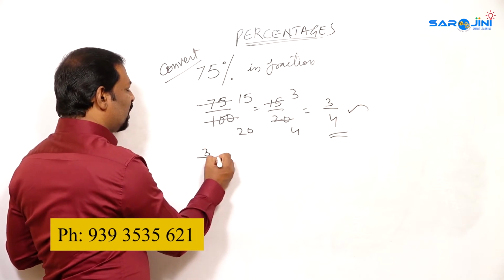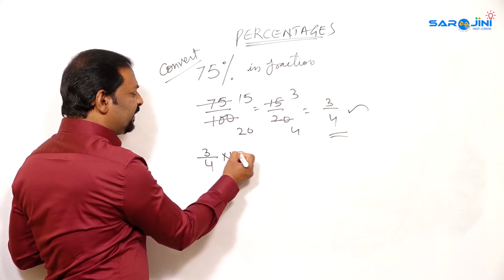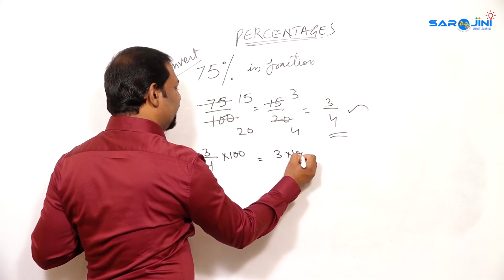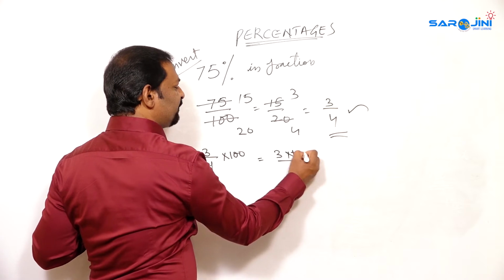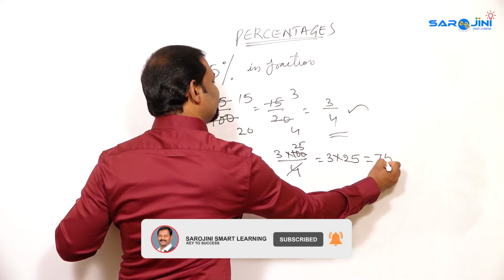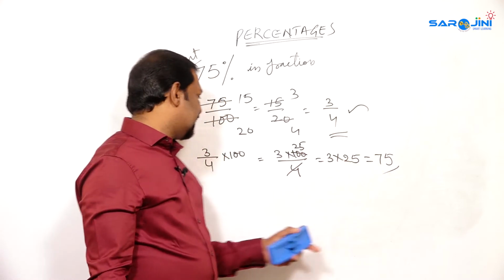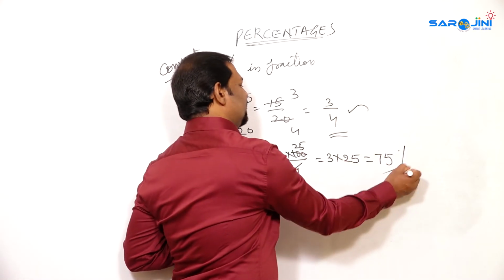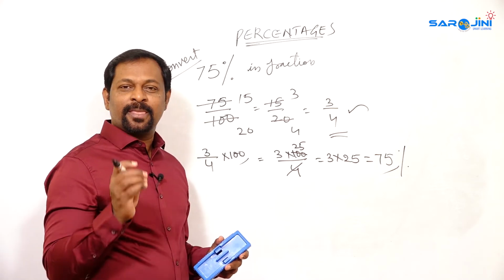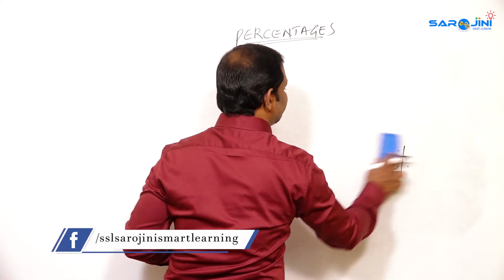Suppose you want to convert this back into a percentage; you just have to multiply it by 100. Then what will come? 3 into 100 by 4. 4 ones are 4, 4 twenty-fives are 100, which is equal to 3 into 25, which is equal to 75. Isn't it? So to convert a fraction into a percentage, we have to multiply with 100. These are the basic things you are supposed to follow. Then only you can handle any type of question in percentage.